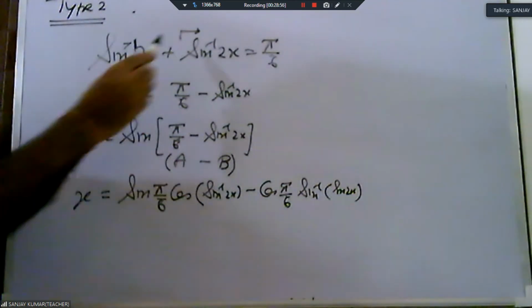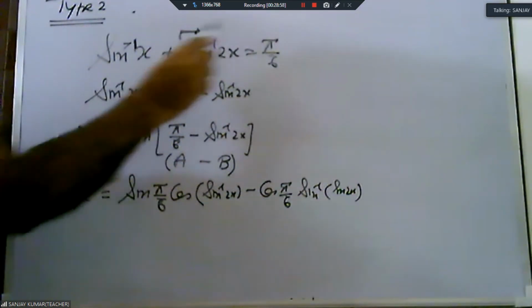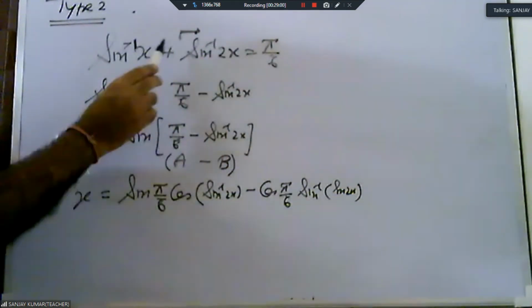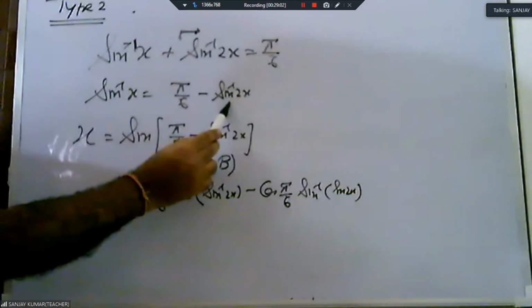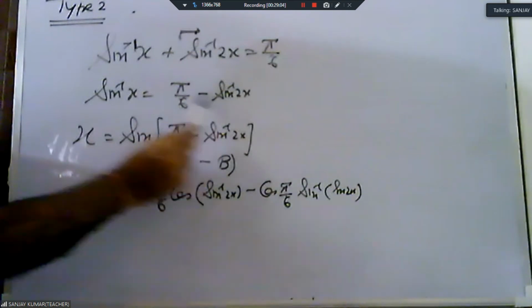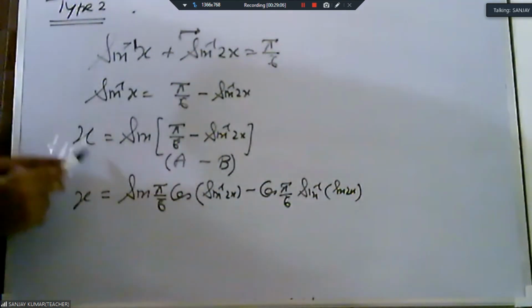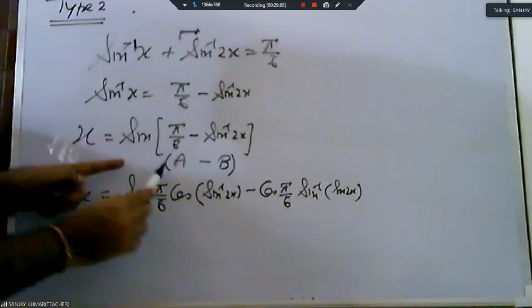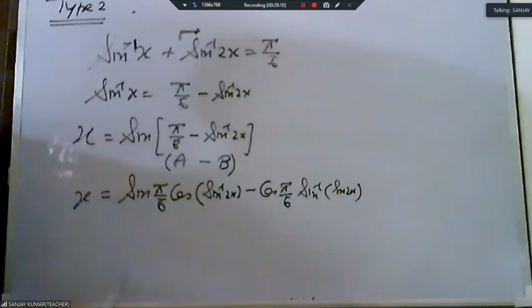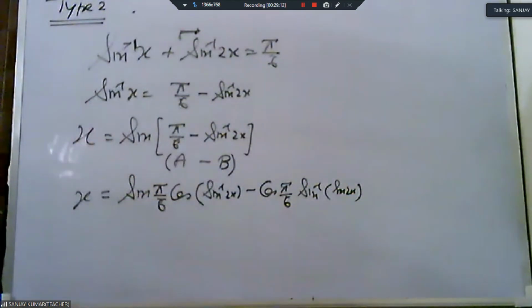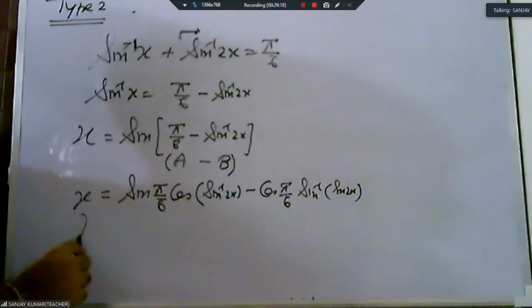देखो again you see, one sin inverse 2x we put on the second side. Again we repeat the question. We're taking sin inverse 2x on the right side. This is pi by 6 minus sin inverse x. Now this sign we put on that side. Now we are applying the formula sin a cos b minus cos a sin b. Now what we get, this is x.